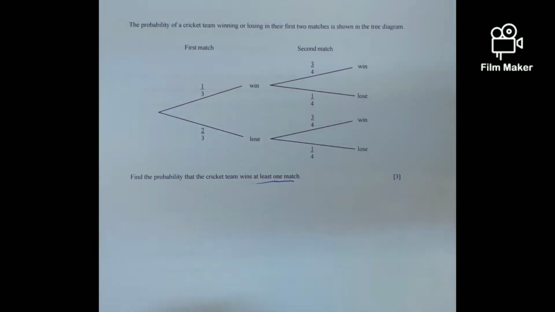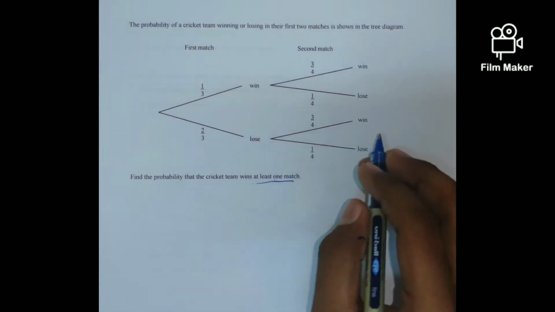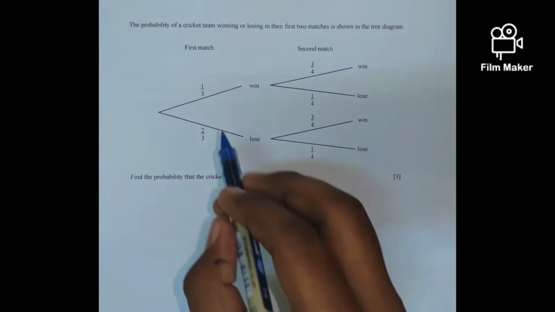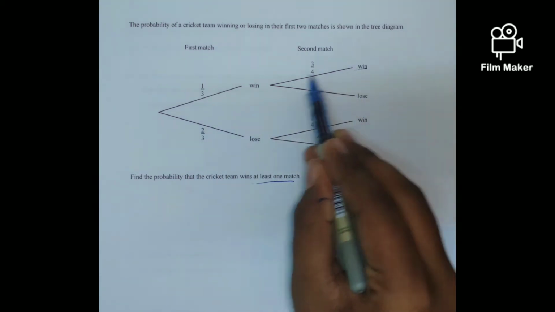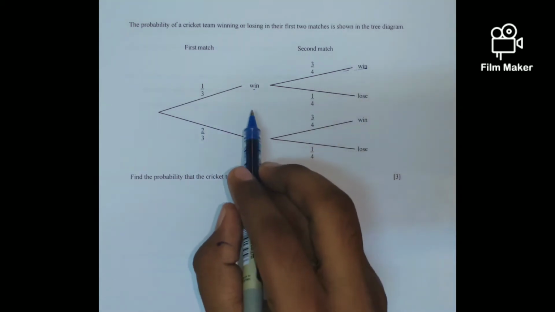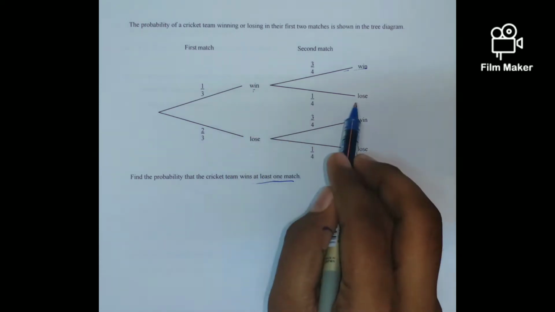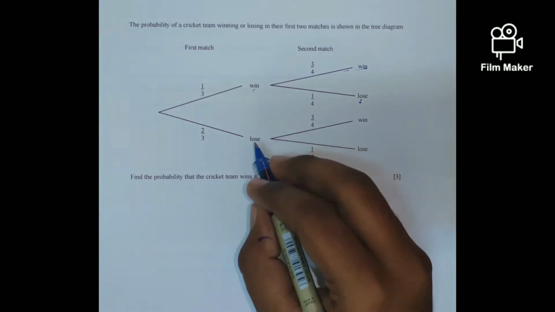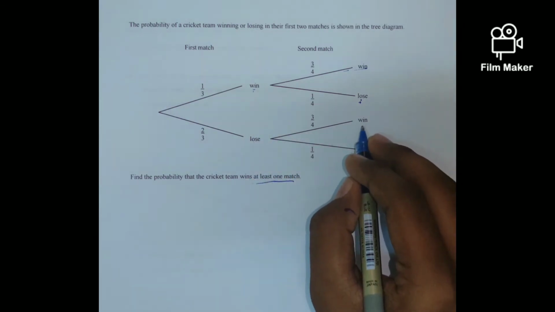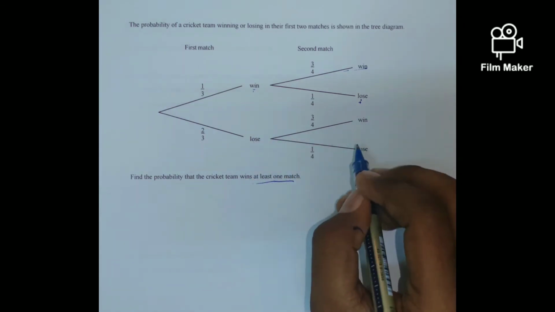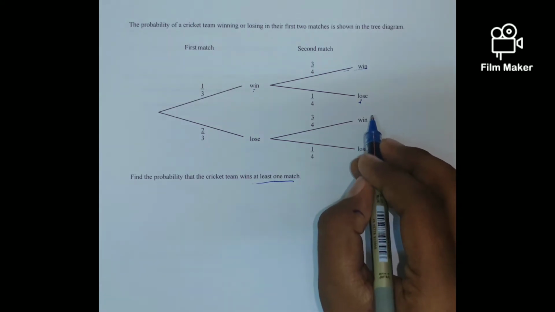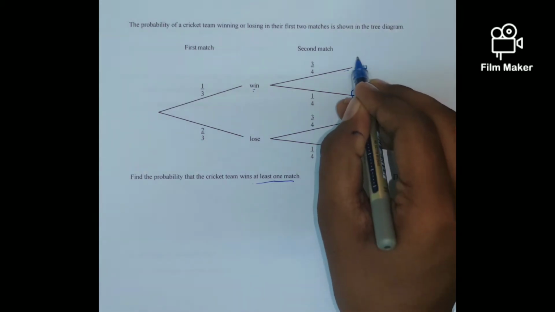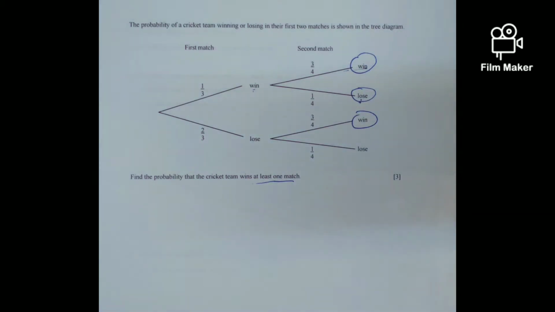Here we can see that three branches lead to winning at least one match. The first one is winning and again winning, the second one is winning and losing in the second match, and the third one is losing in the first match and winning in the second match. So our three possible outcomes are this, this, and this.